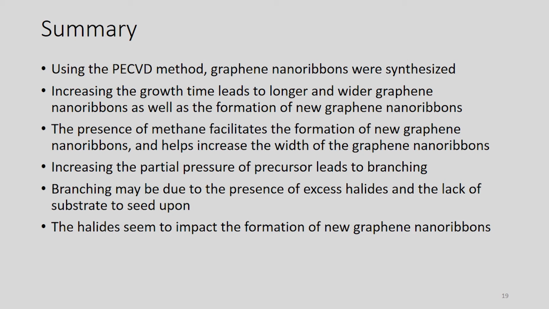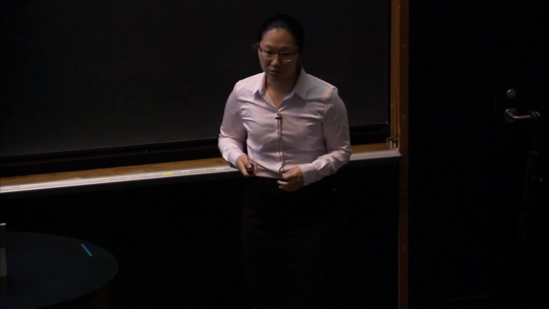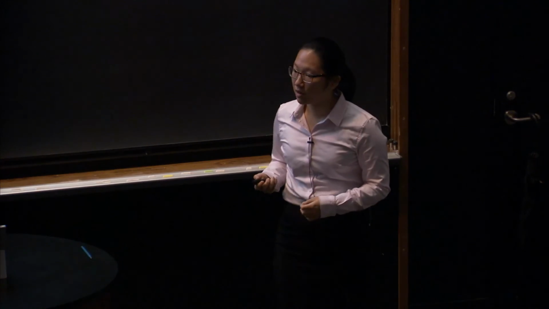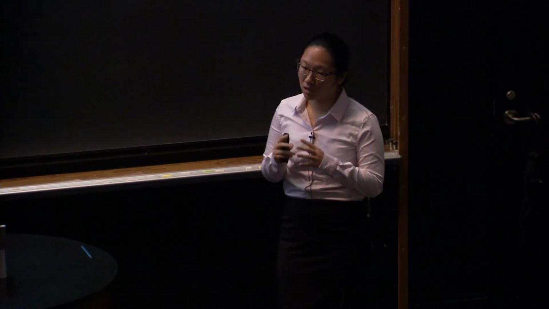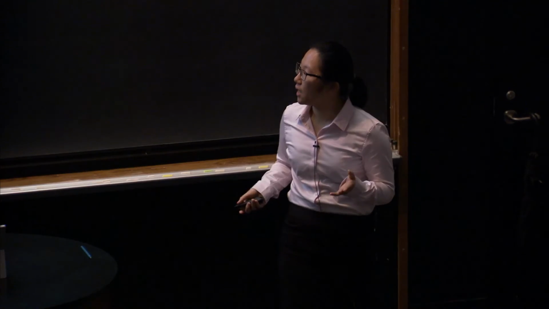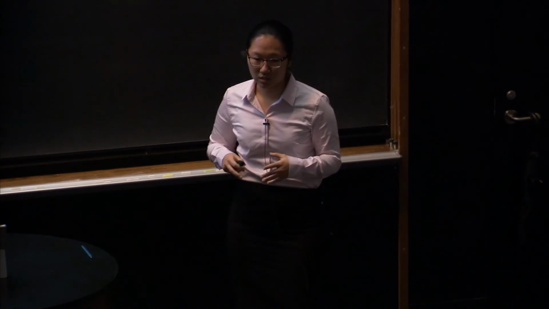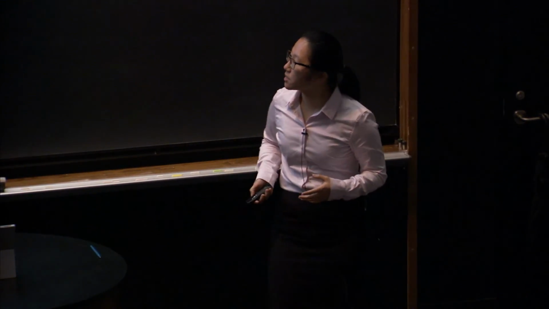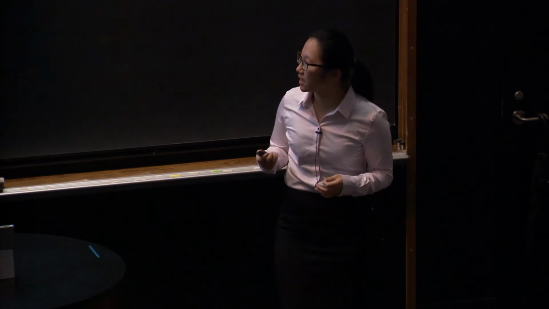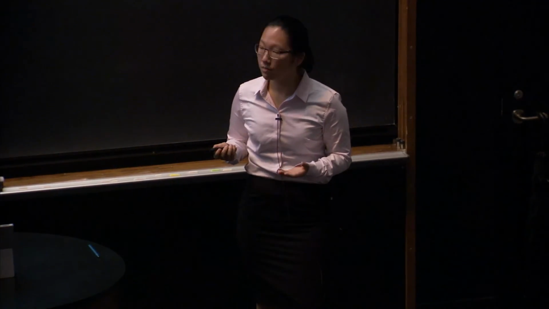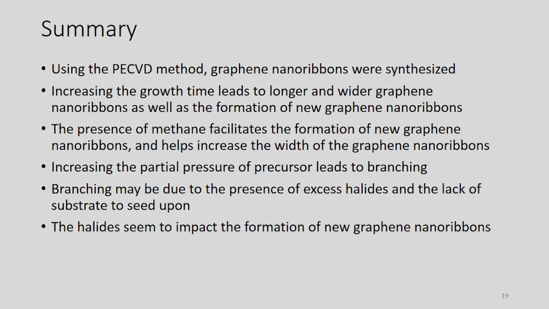So here's our summary. Using the PECVD method, the graphene nanoribbons were synthesized, as seen by the Raman spectra. Increasing the growth time leads to longer and wider graphene nanoribbons, as well as the formation of new graphene nanoribbons. The presence of methane facilitates the formation of new graphene nanoribbons and also helps increase the width of the graphene nanoribbons. Increasing the partial pressure of a precursor leads to the branching phenomenon that we saw. And branching may be due to the presence of excess halides and the lack of substrate to seed upon. And the halides seem to impact the formation of the new graphene nanoribbons by initially forming the nanoparticles.